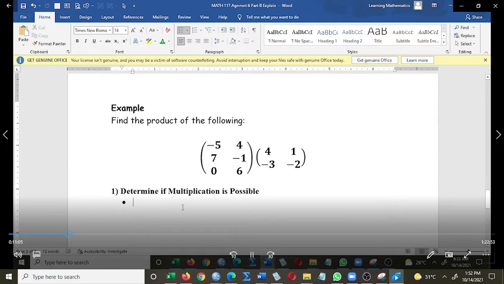So what you did, say negative 5 times 4. Okay, you're not understanding my question. We cannot say negative 5 times 4 yet. Negative 5 times 4 is correct, but we're not there yet. We're determining if multiplication is possible. What are the steps to determine if multiplication is possible? We're not ready to multiply yet.